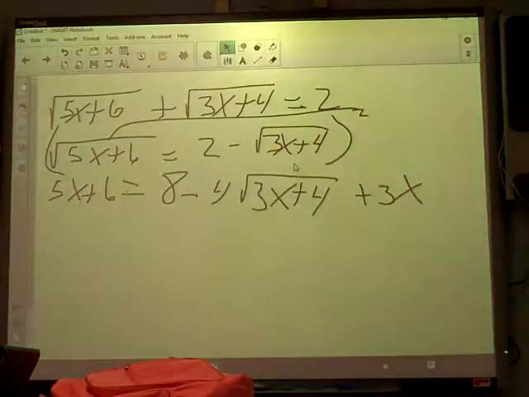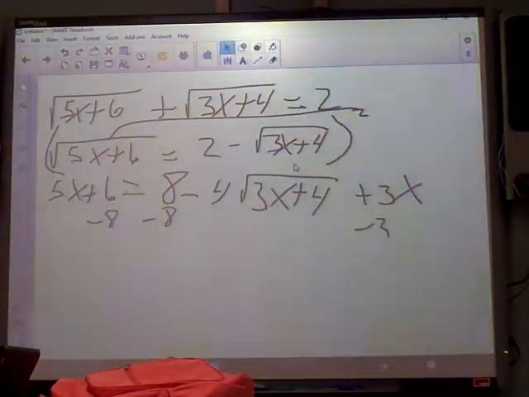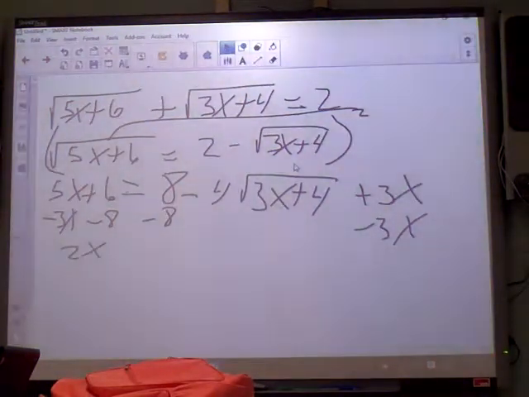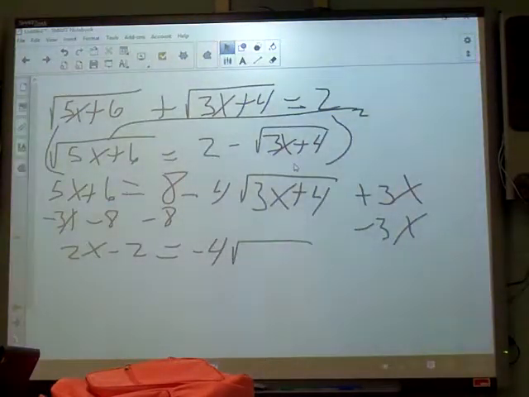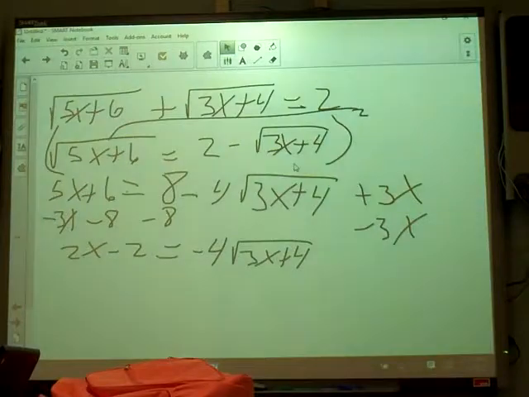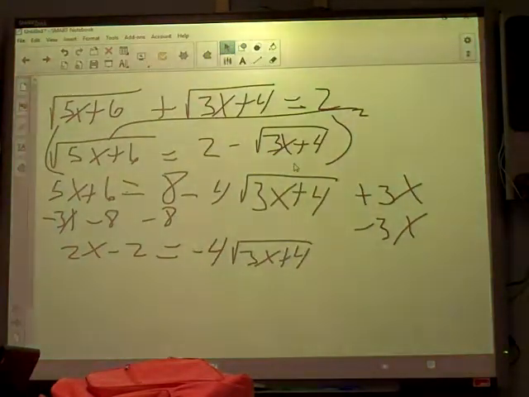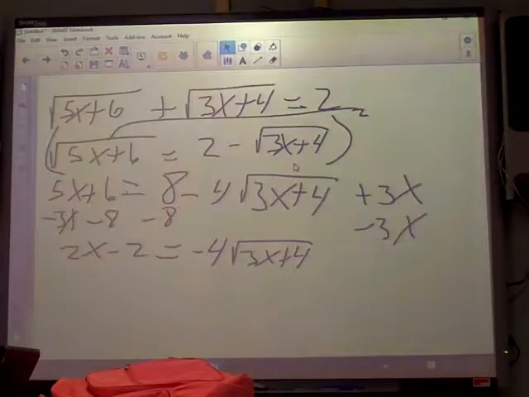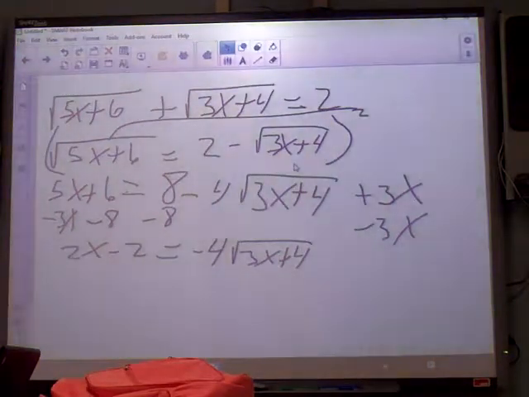So we're going to get rid of all that extra junk first. So I'm going to subtract this 8 from itself and its buddy on the other side. I'm going to subtract this 3x from itself and its buddy on the other side. So that's going to give me 2x minus 2 is equal to negative 4 times the square root of 3x plus 4. Alright, now on the right side, that radical is almost isolated, but that doesn't count. We're not playing horseshoes or hand grenades. It's got a negative 4 out in front of it. A negative 4 means negative 4 times all that, so we undo multiplication with division.